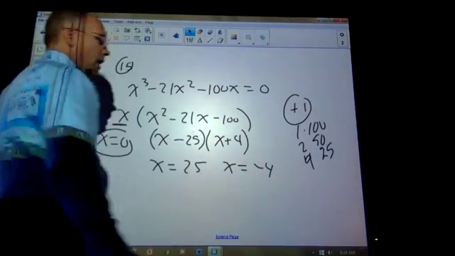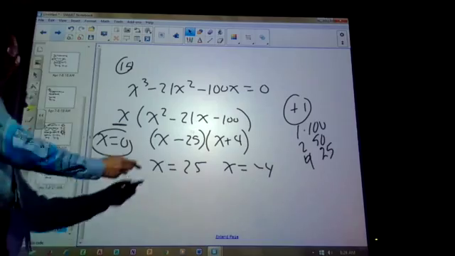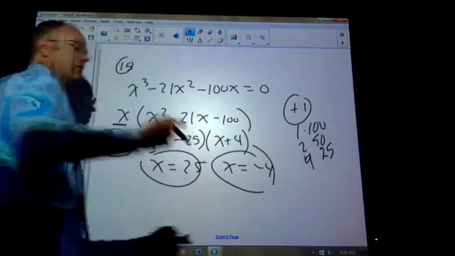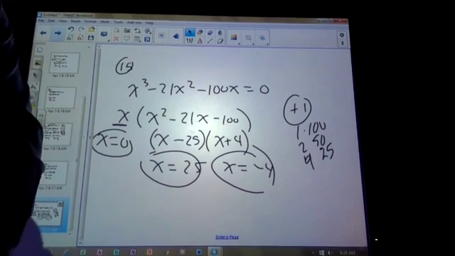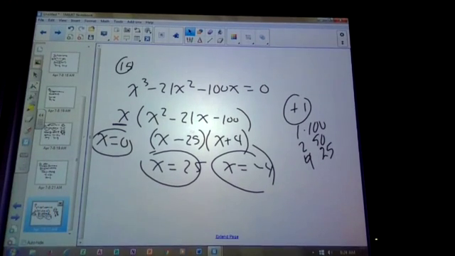Hey, why does this one have 3 answers? Solve for 0, yes, but why are there 3 answers? X to the third, good. And I think we're good for the rest. Cool? All right, let's move on.